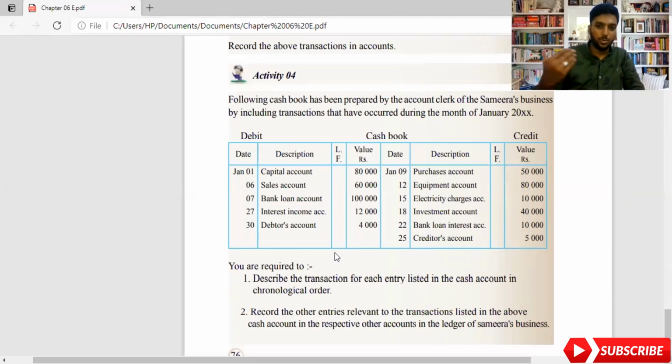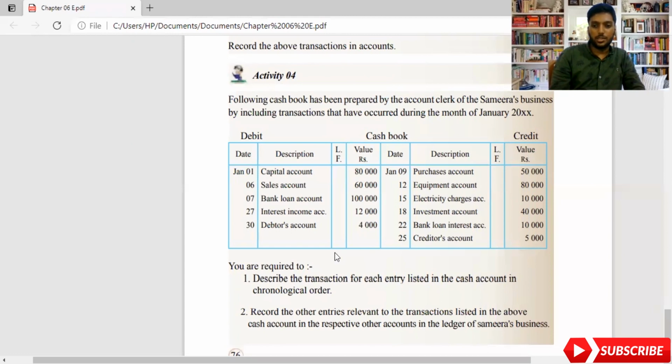So the bank loan account will become credit, saying cash under that account, and in the cash book we say bank loan account. And on January 9th, purchase account is 50,000. So your cash book has decreased actually. You have made a purchase. When you're drawing the ledger account, put the purchases account on the debit side, saying cash. So purchase account 50,000. When it comes to describing the transaction, cash purchases of 50,000. As it is a cash book, everything is done in cash.